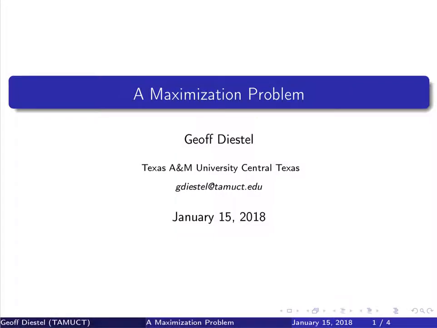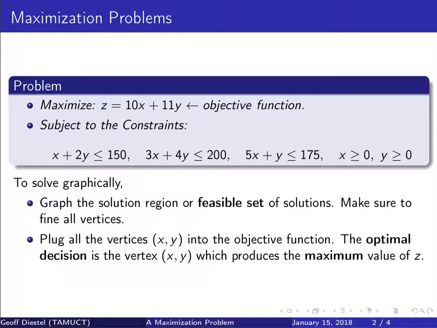All right, so I want to go through a first basic maximization problem. So the problem is we want to maximize the quantity 10x plus 11y. This is called our objective function.